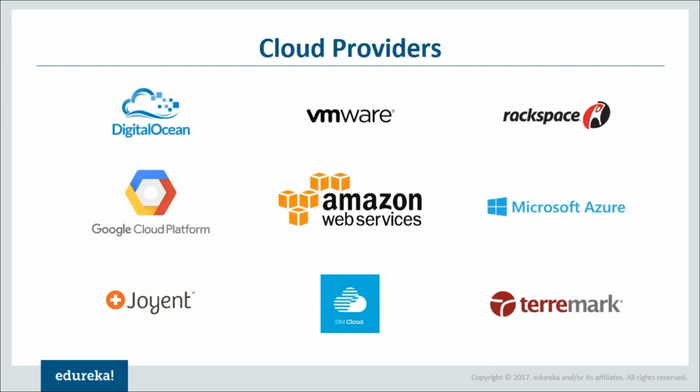Let's have a look at these providers. As you can see, we have DigitalOcean, VMware, Rackspace, Google Cloud Platform, Amazon Web Services, Microsoft Azure, Joyent, IBM Cloud, and Terremark. So there are so many cloud providers, then why go for Google?